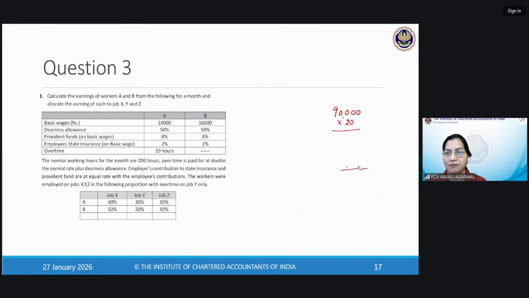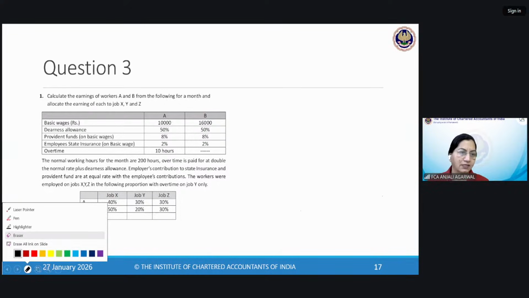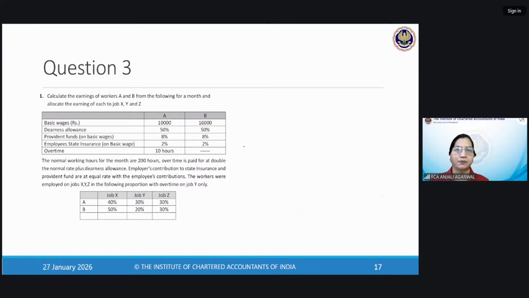So when you come for the next class on labor, I would like you to go through the study material thoroughly and ensure that all the questions related to labor turnover, including the case study towards the end, you should be able to do. We will discuss the case study in the next class.